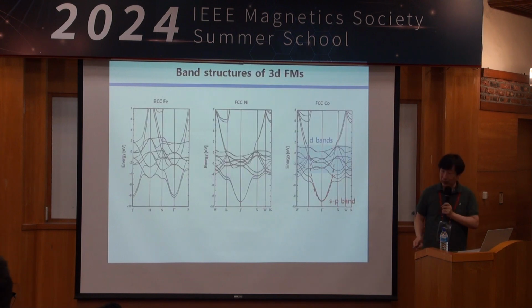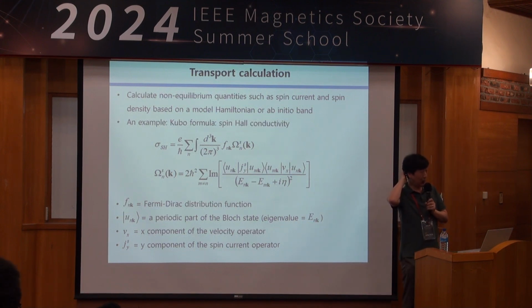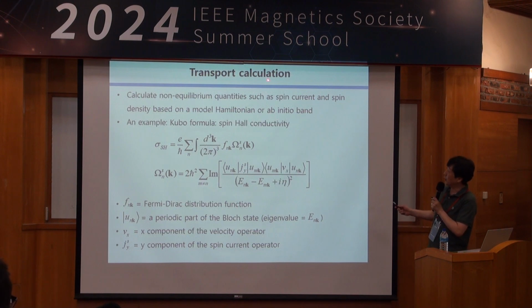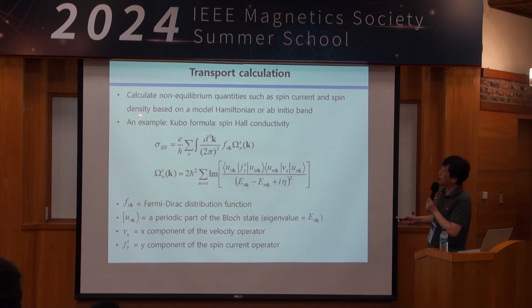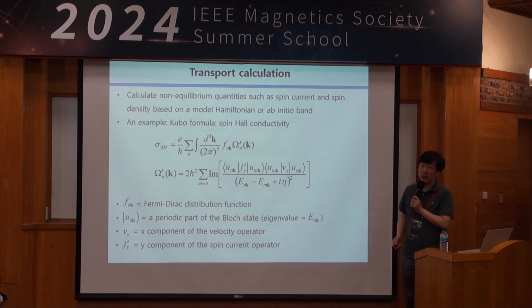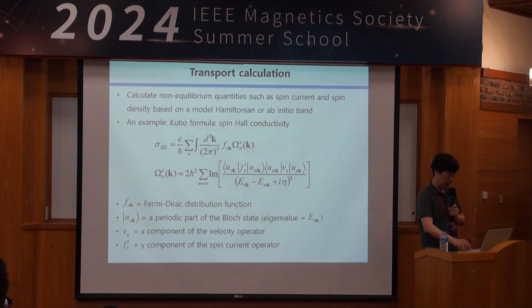But anyway, you can calculate the band structure, and then if you know the band structure and eigenstates, you can perform the transport calculation. Usually we calculate the conductivity. So this is spintronics related, so we are interested in the spin Hall conductivity, for example. Then you use the Kubo formula shown here, where this capital omega is the so-called spin Berry curvature. And using this equation, you can calculate the conductivity.